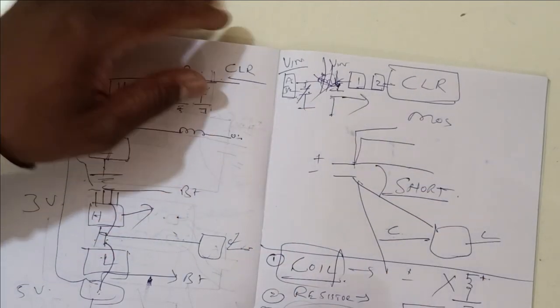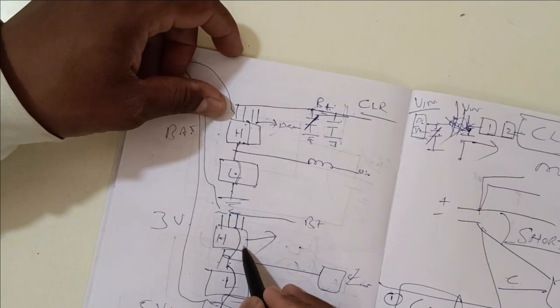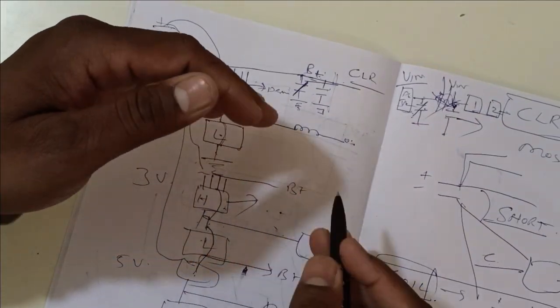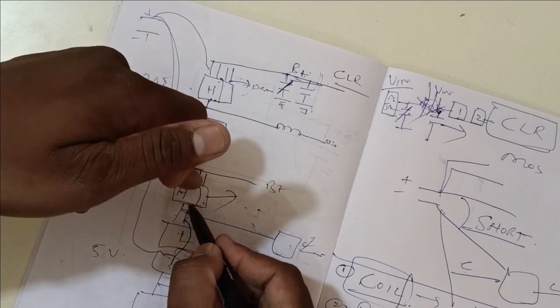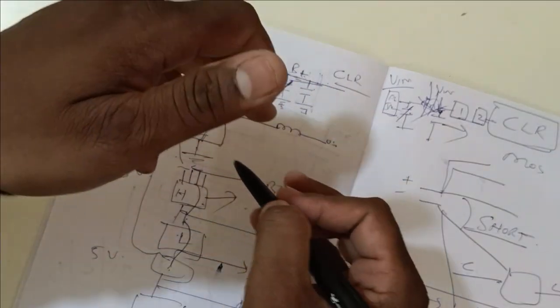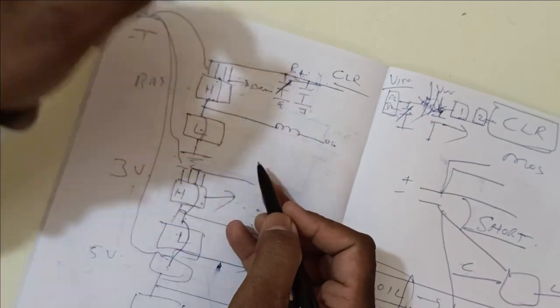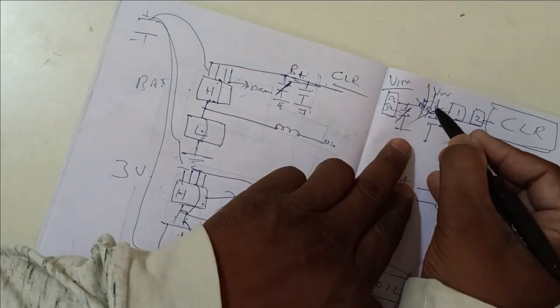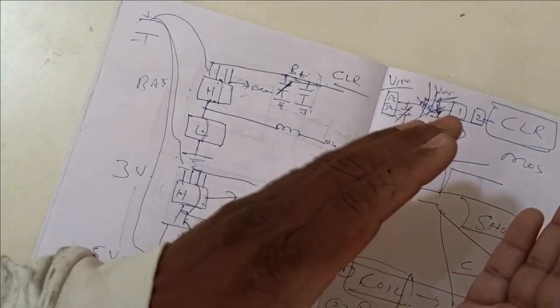Unfortunately, in case any high MOSFET has a short, then everything will be short. That's why first we need to check the continuity between these two MOSFETs. If you have doubt about any MOSFET, first you have to remove the MOSFET, then check the continuity again. Before that, first step is we need to remove the CLR and check.